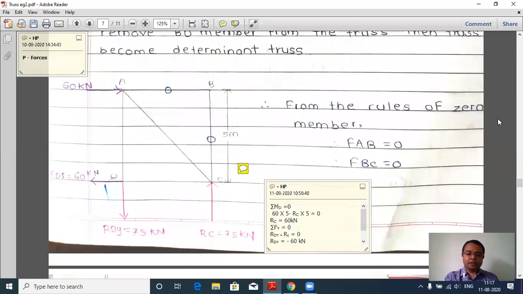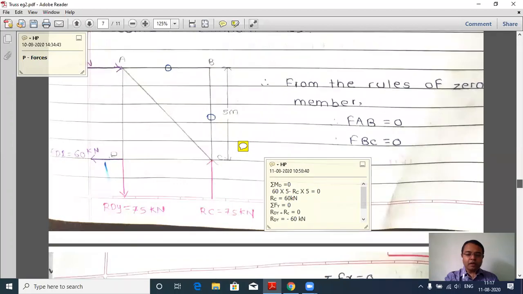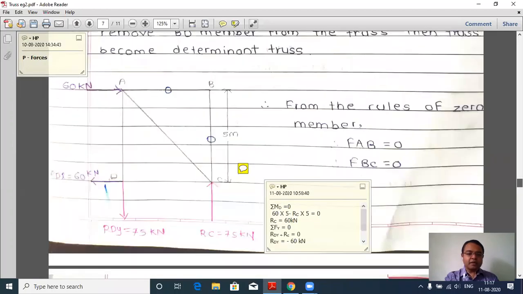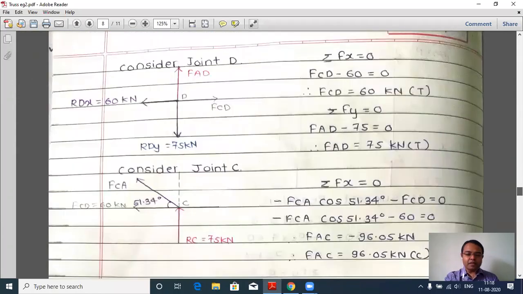So next step, we will go for analyzing the given truss. Analyzing the given truss means we'll consider joints A, D and C and find the forces in the members of the truss. Already we have found the force in members AB and BC as 0. Just find the forces in the members of the truss.